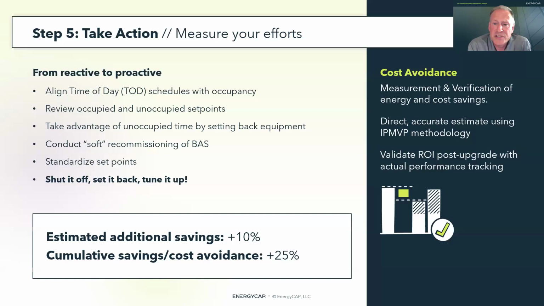Make sure you're setting your occupied and unoccupied set points relatively consistently. So standardize those set points, be more aggressive with your setbacks. And I also mentioned to people this idea of conduct soft retro commissioning of the building automation system. The further you get removed away from a project where somebody was looking at the building automation system regularly, the more the settings get out of whack.